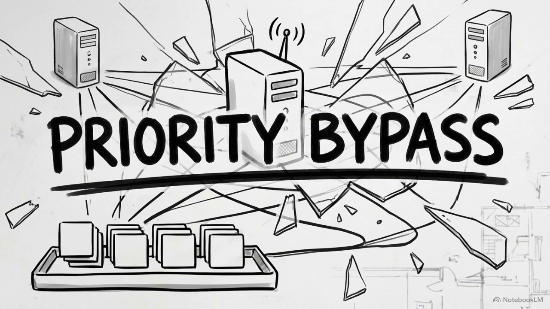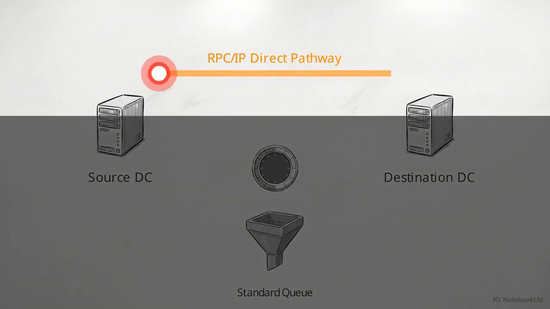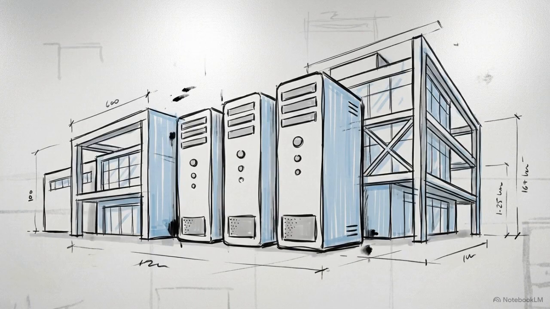To solve this, the architecture includes a hard-coded override mechanism known as urgent Active Directory replication. As this diagram shows, urgent replication bypasses the queue entirely. It uses RPC over IP, Remote Procedure Call over Internet Protocol, which is a method for one program to request a service from another computer, to instantly notify partner domain controllers of a critical change, reducing the wait period to 0. This override is universally enforced.